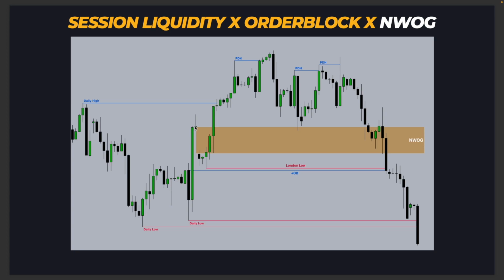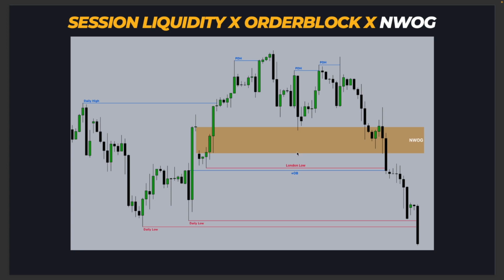Now, this new week opening gap was formed, right? So it's a gap in price. What do we have here? We have buy side delivery through it. So only buy side has been delivered through the new week opening gap. Has sell side been delivered to and through it? No.